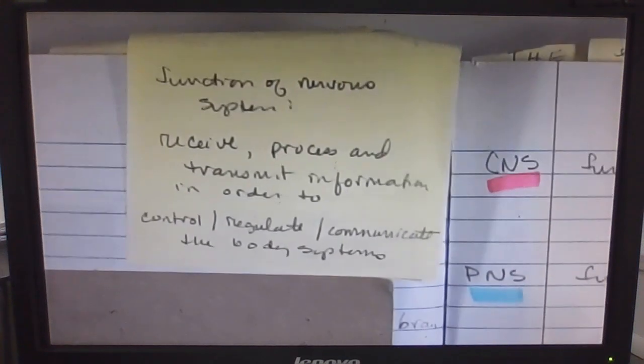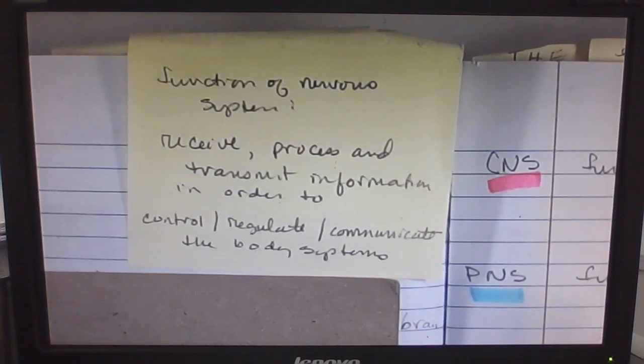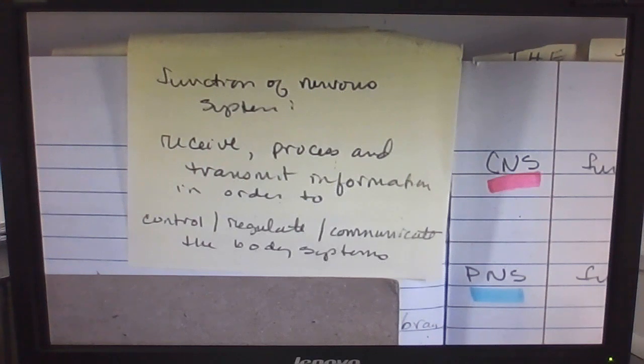Functions of the nervous system: to receive, process, and transmit information in order to control, regulate, and communicate to the body systems.